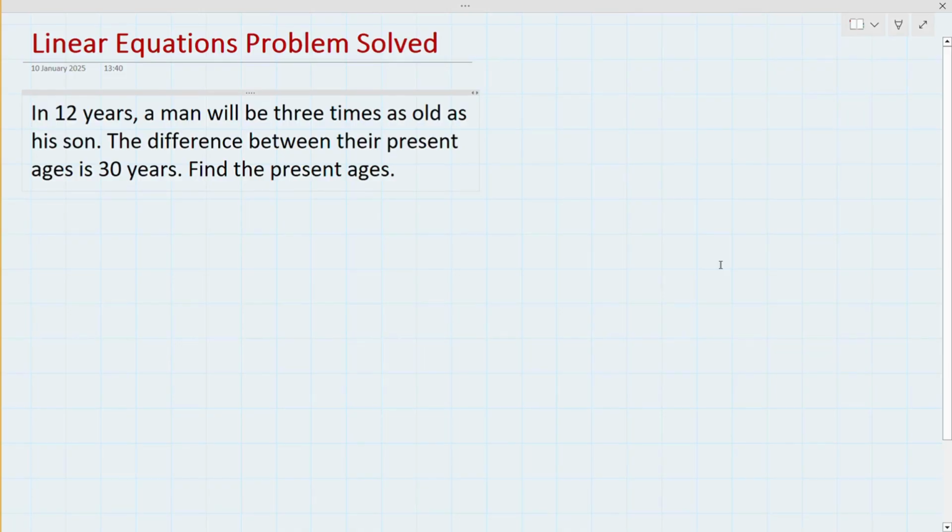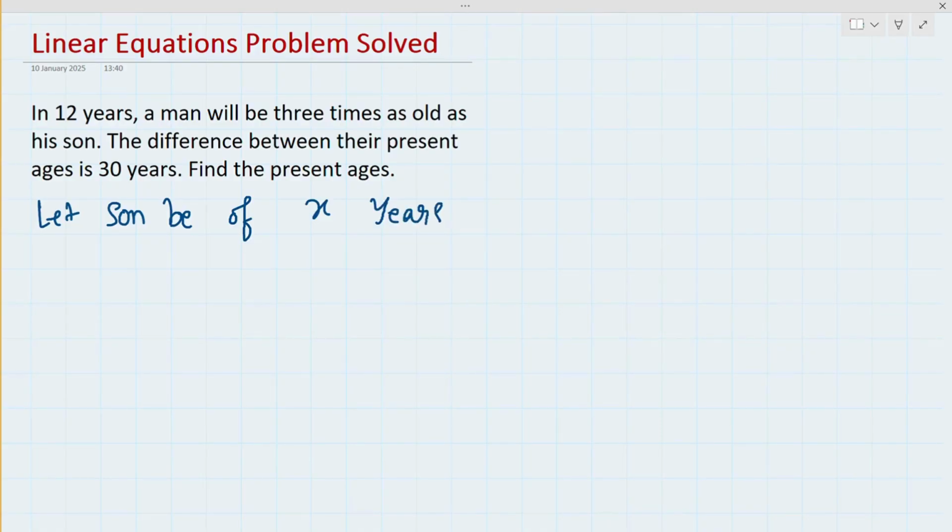Linear equation question solved. In 12 years, a man will be 3 times as old as his son, and the difference between their present ages is 30 years. Let the son be of x years. Father will be y years. It's given that the difference between their ages is 30 years. Therefore, y minus x is equal to 30 years.